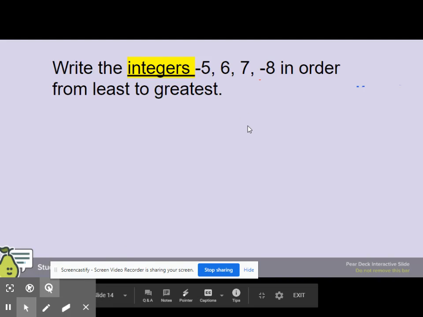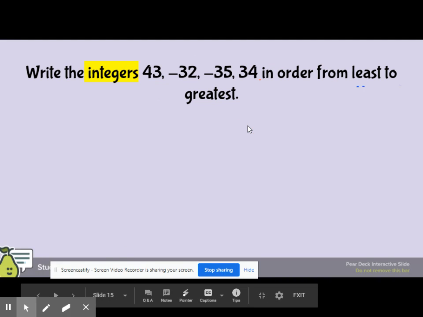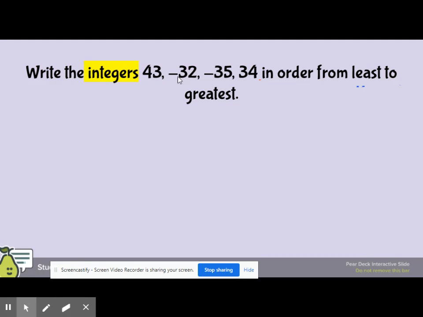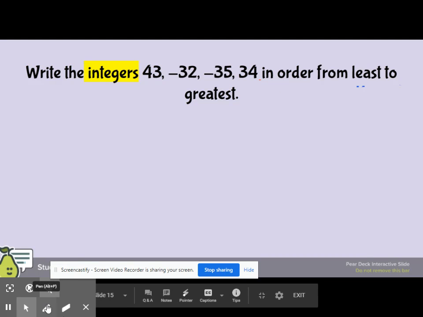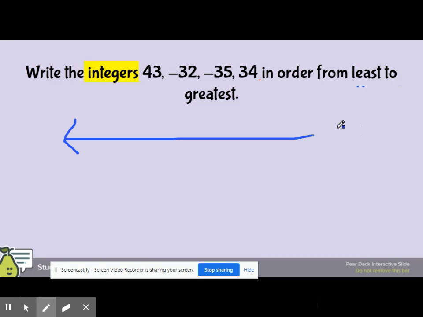All right, guys, let's keep going. This one's the same thing. We want to write them in order from least to greatest. It's going to be harder to put these on a number line because the numbers are much larger, but you can still visualize it using estimation. Left is least, right is going to be your bigger numbers. Pause right now and see if you can figure this one out.